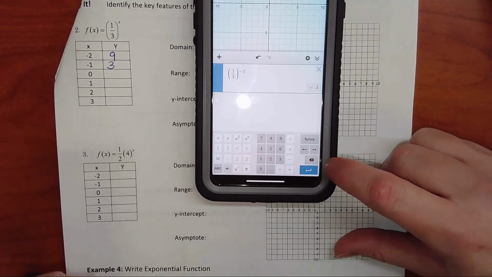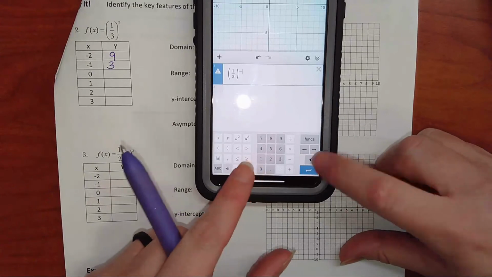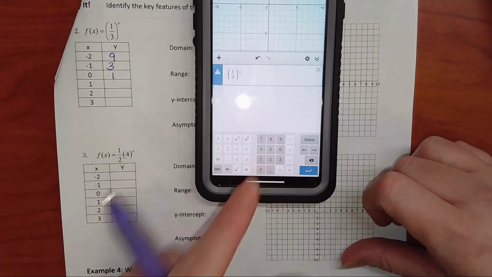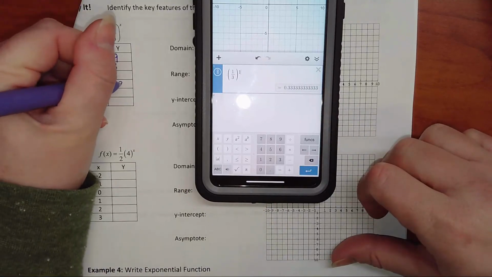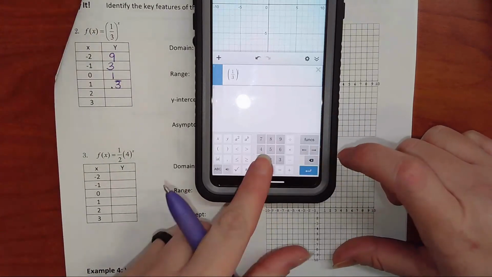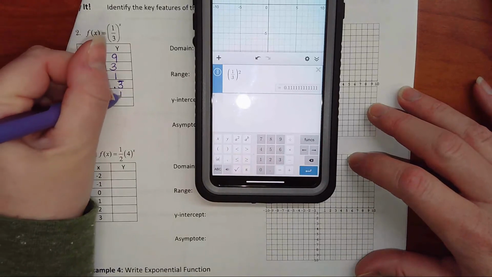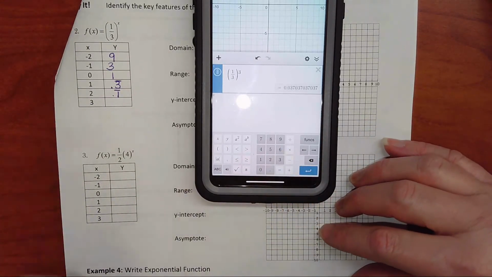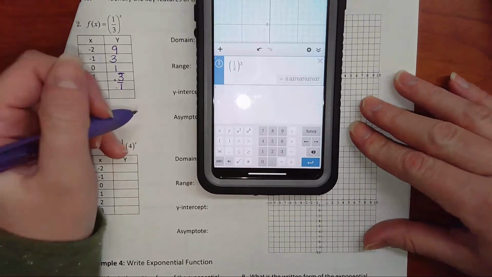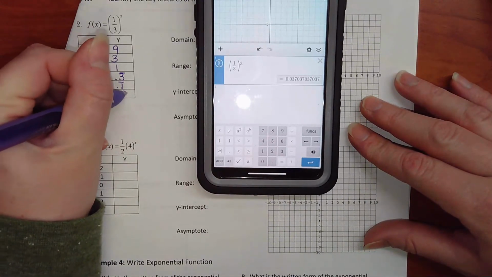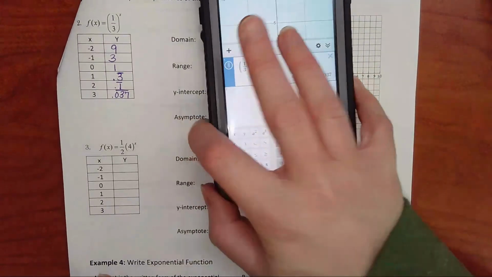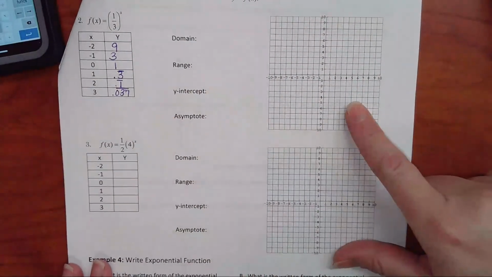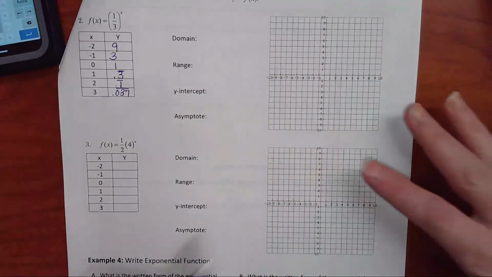And then instead of the -1, I plug in a 0, and I get a 1. Here come the decimals. I plug in a 1, and you get 0.3 repeating. Plug in a 2, 0.1 repeating. See how it's getting smaller and smaller and smaller? And then you plug in a 3, and you get 0.037 repeating. So there are my points. What I'm going to do is plot these points to help me with all of my characteristics.